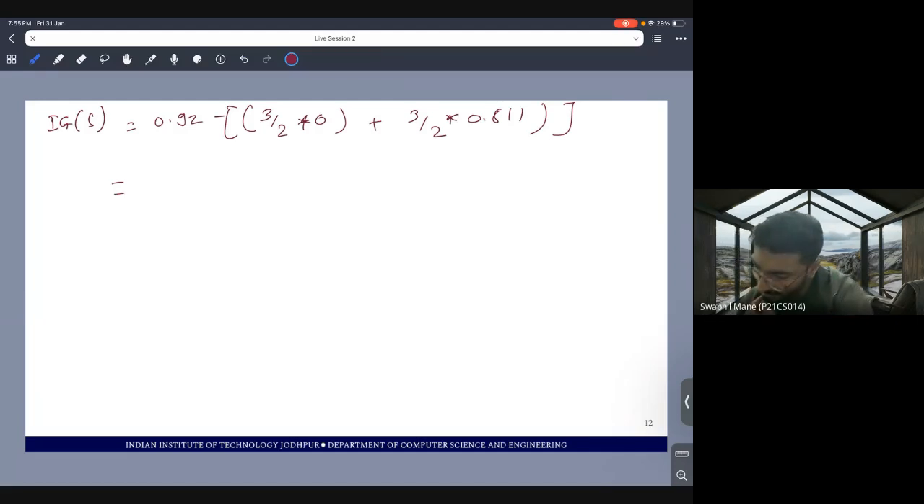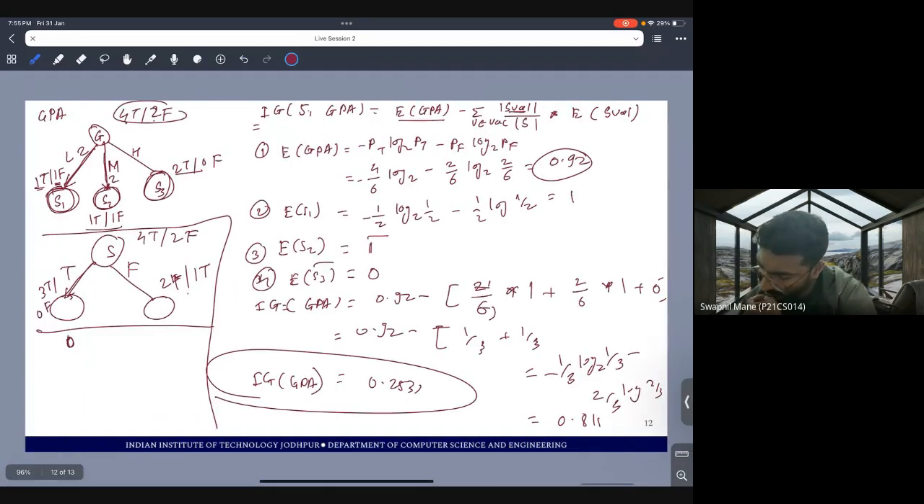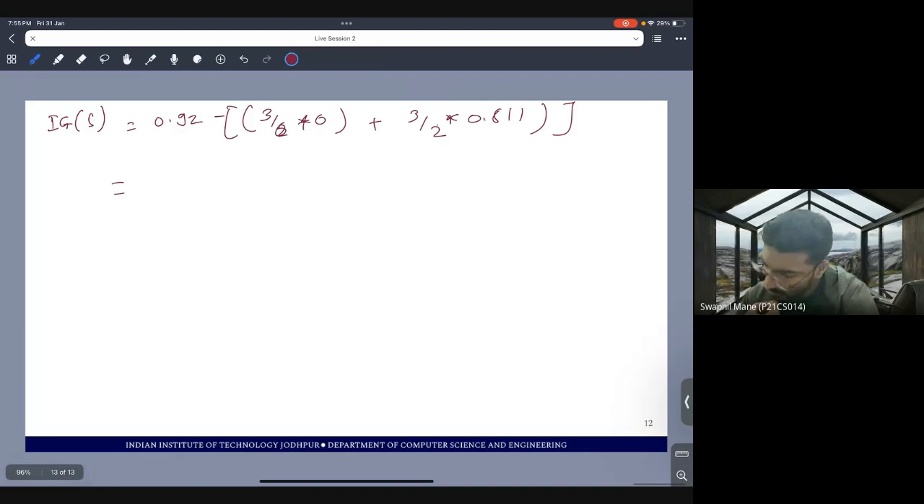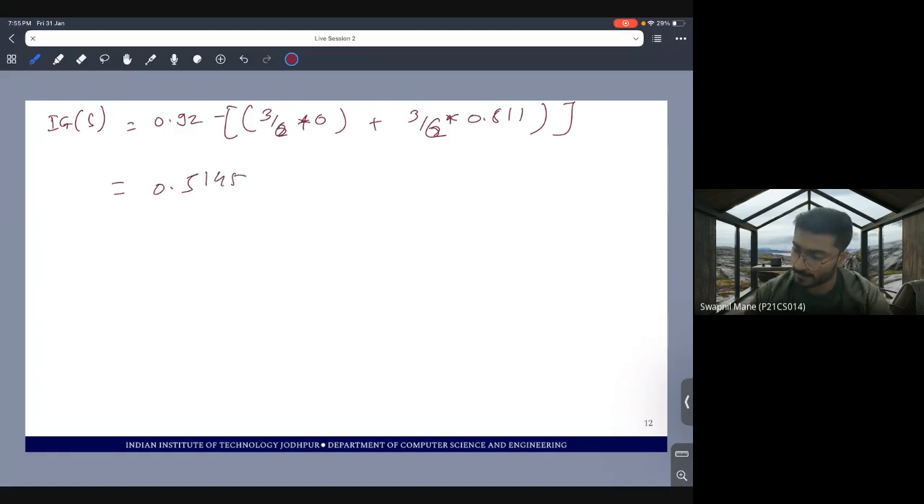So why 3? Okay, it's not about 3. It's 4. 4 plus 2, 6. It is 6. 3 divided by 6. Right. So we are getting 0.5145.